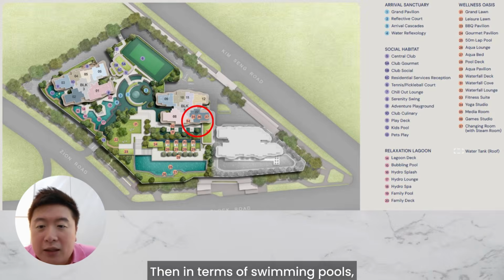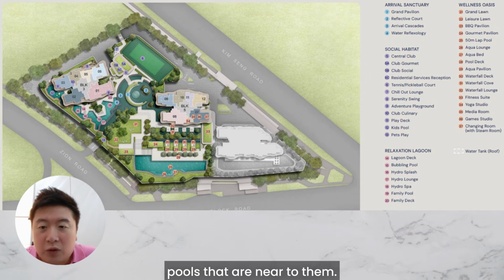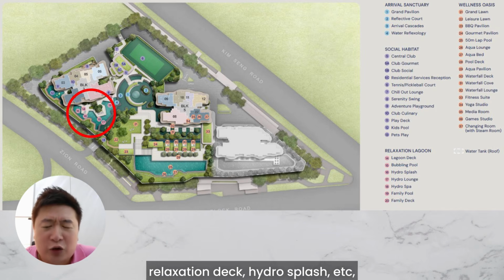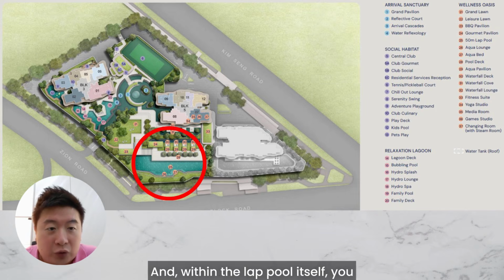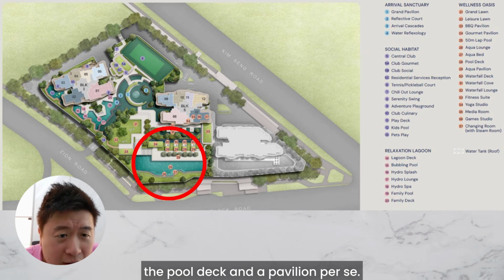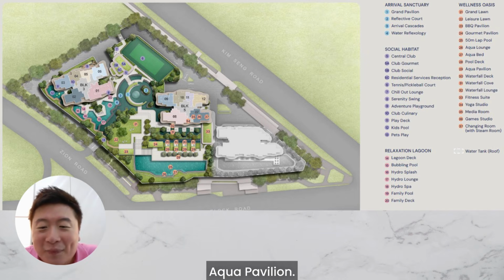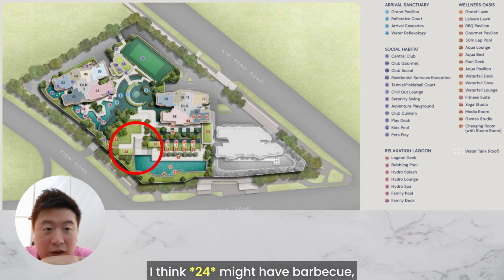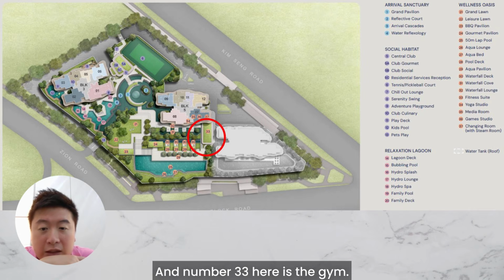Yeah. Then in terms of the swimming pools, both blocks will have pools that are near to them. So for block 3, you have your kids pool, your family pool, the relaxation deck, hydro splash, etc. For block 5, you have your lap pool. And within the lap pool itself, you do have other features like the pool deck and a pavilion per se, aqua pavilion. Okay, yeah. And right in the middle, number 24 here is a barbecue pit. I think 23 might have a barbecue, so I'm not sure. But 24, yes, is the barbecue pit. And number 33 here is the gym. Okay. Yeah, so the gym is actually very near to block 5.